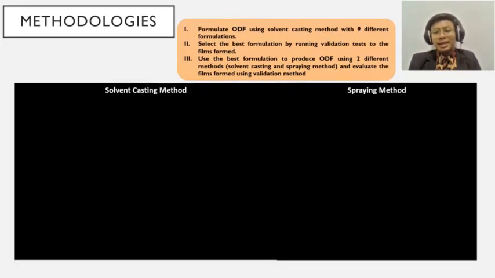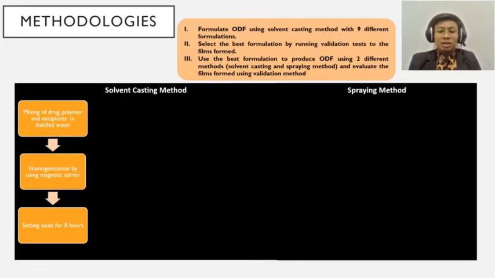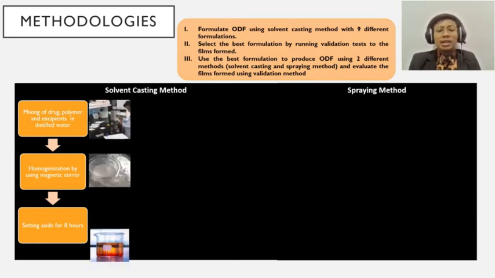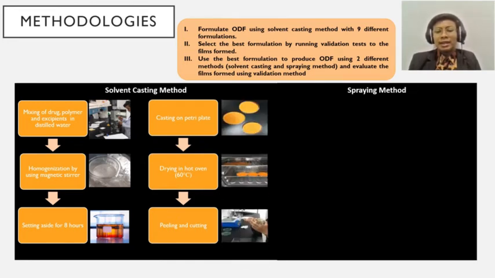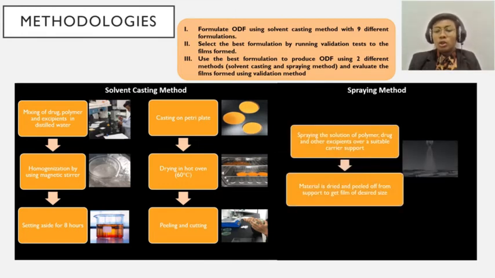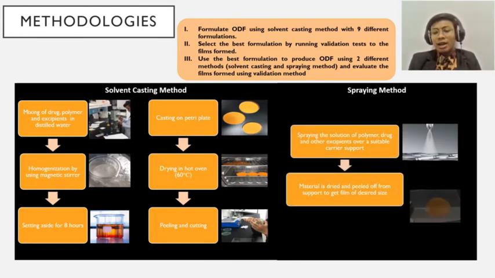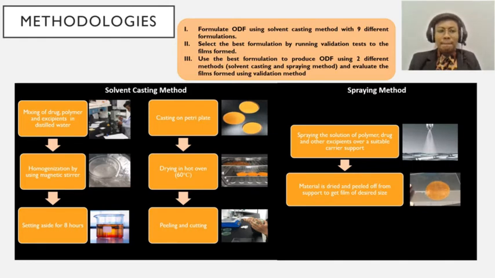The solvent casting method and spraying method used in this particular research started with mixing all ingredients, homogenizing it, and setting aside. Then we cast the polymeric blend onto a Petri plate. We dry it, peel it, and cut it into the desired size. For the spraying method, there is only one additional spraying technique. Other than that, it was just the same.